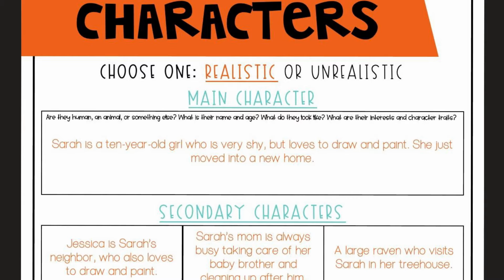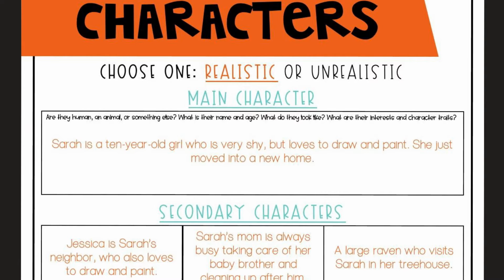So here's an example. Sarah is a 10-year-old girl who is very shy but loves to draw and paint. She just moved into a new home. Okay, that's going to be this person's main character. But you also have secondary characters.